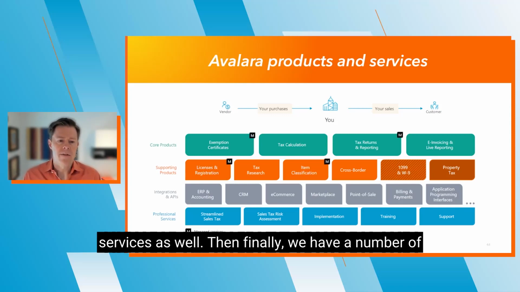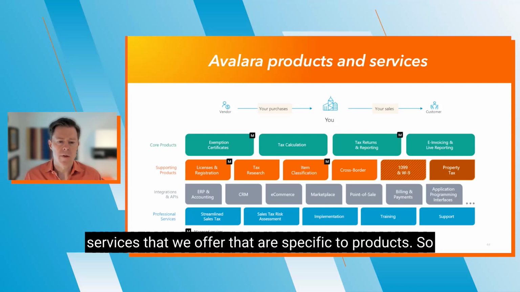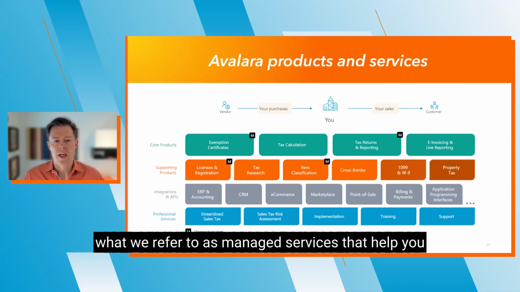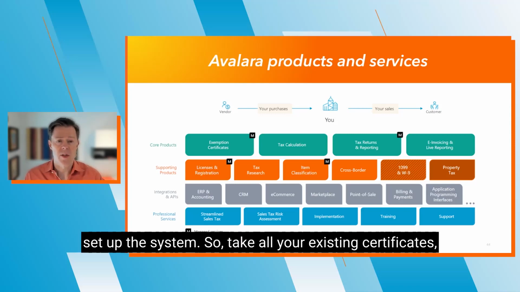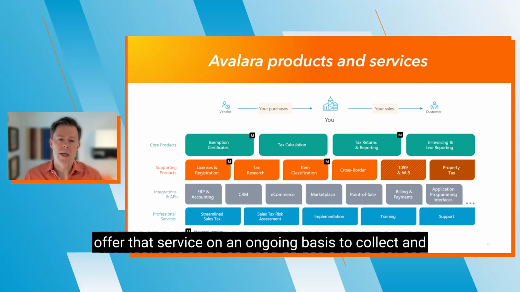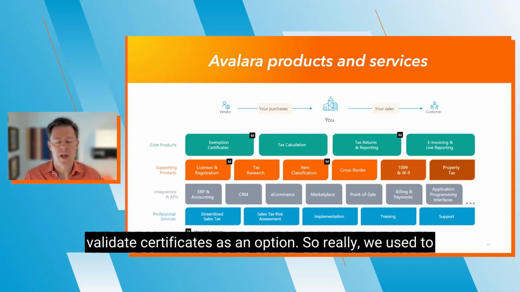And then finally, we have a number of services that we offer that are specific to products. So for instance, in the exemption certificate management space, we have what we refer to as managed services that help you set up the system. So take kind of all your existing certificates, validate them, get them in the system, and then we offer that service on an ongoing basis to collect and validate certificates as an option.